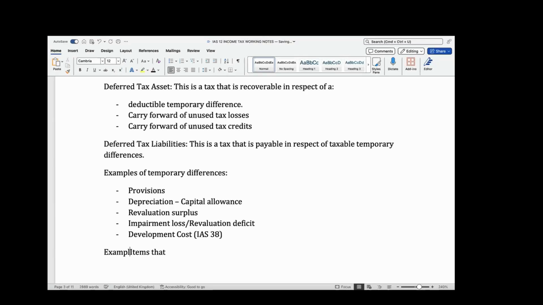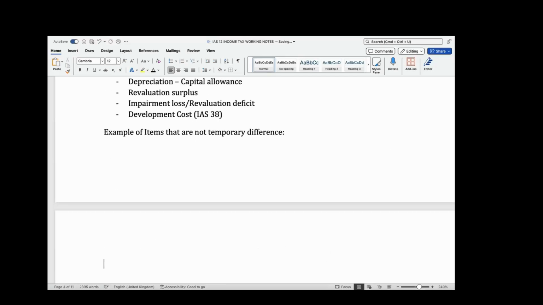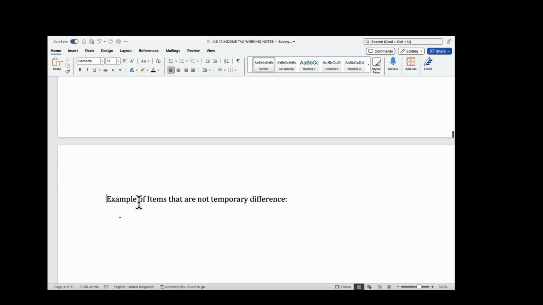Example of items that are not temporary differences. I think it's important because there are some you will mistake for temporary differences. And the examiner knows that, then they will post it to you. But let me tell you that they are not actually temporary differences. Number one, in fact the major one, are exempted income.